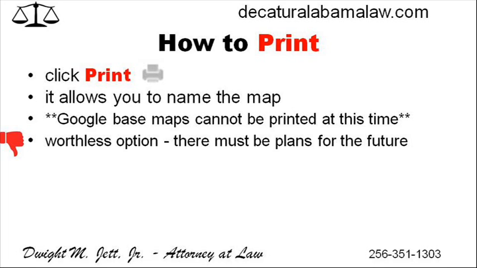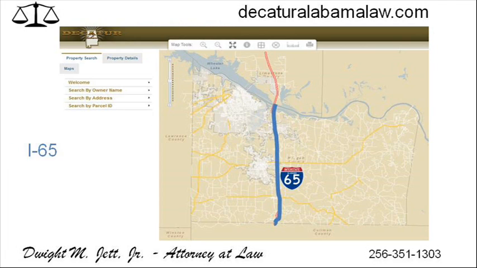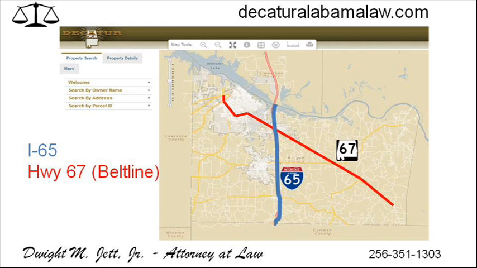There must be plans for it in the future, but I have a workaround for it. Orient yourself to the map. It's somewhat difficult to tell where roads and cities are on the map. I-65 divides Morgan County roughly in half. This is where Highway 67 or Beltline is. US 31 begins at the county line, goes through Hartselle, and crosses the river bridge in Decatur.